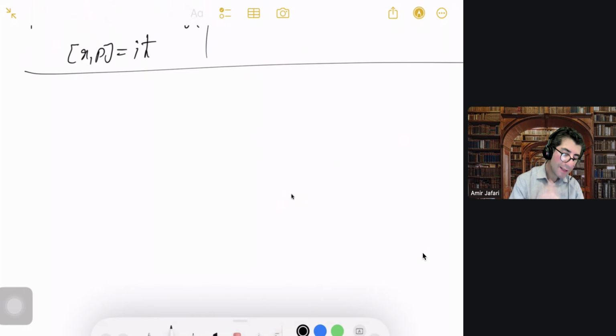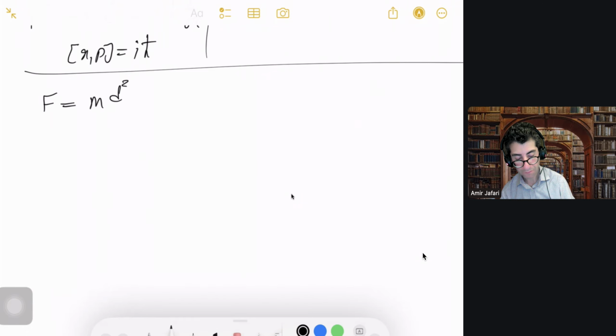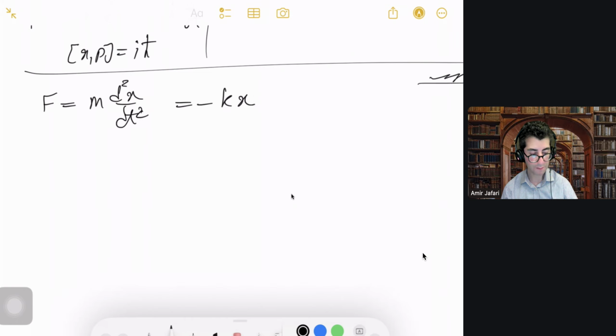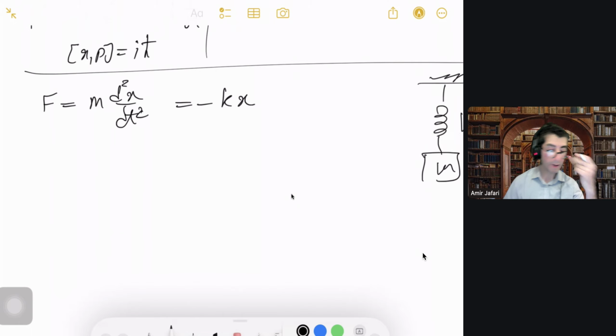However, before leaving Newtonian mechanics, let me also mention that when you write Newton's second law, this is the force acting on this harmonic oscillator, right? And Hooke's law gives you this minus kx force. This is the external force acting on the mass by the spring.